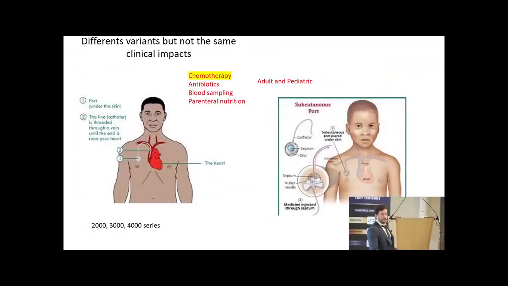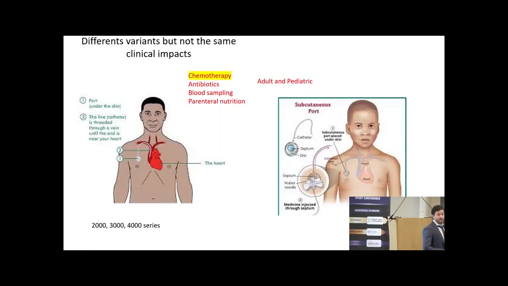This is another example. Implantable port. Class 3, these are the claims of the manufacturers. There are many indications: chemotherapy, antibiotic, blood sampling, parenteral nutrition. And you can use it for adults, you can use it for pediatric. They have variants, 2,000, 3,000, 4,000 series. And they have clinical data about the chemotherapy.